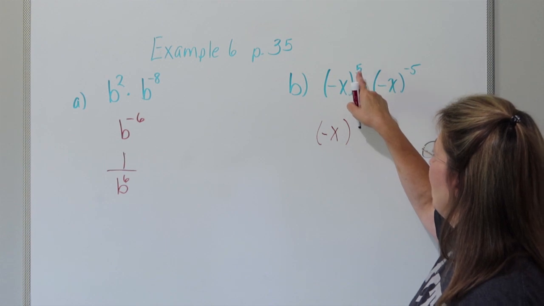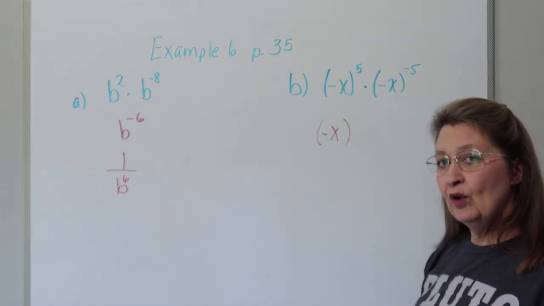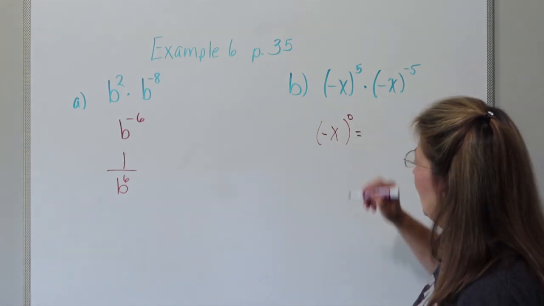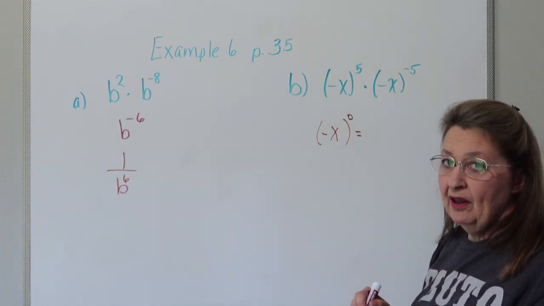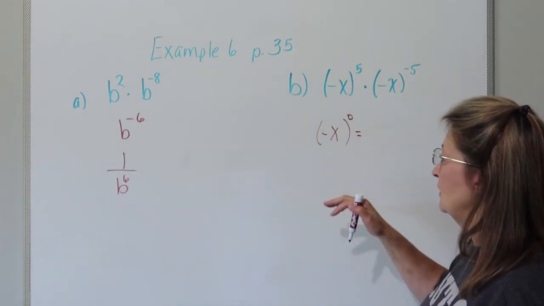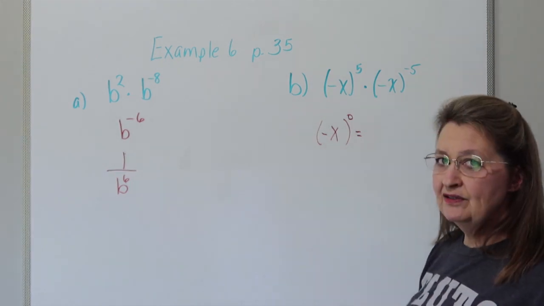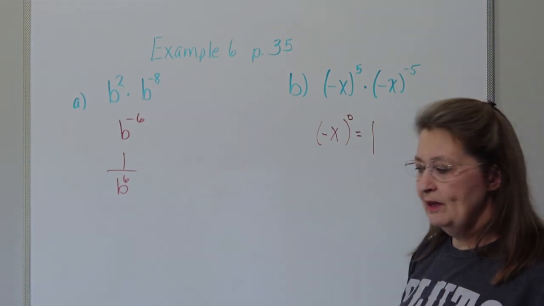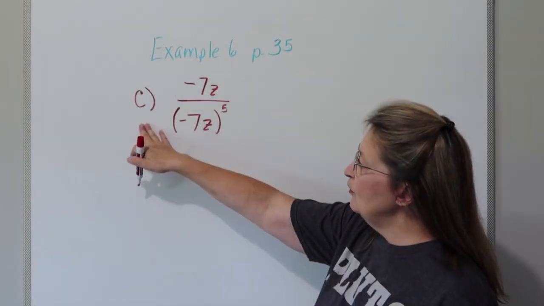What happens when you add 5 plus negative 5? What do you get? A big 0. And now we have another rule that comes into play. Your 0 exponent. What is anything raised to the 0 power? 1. Wasn't so bad. Let's go for problem C.